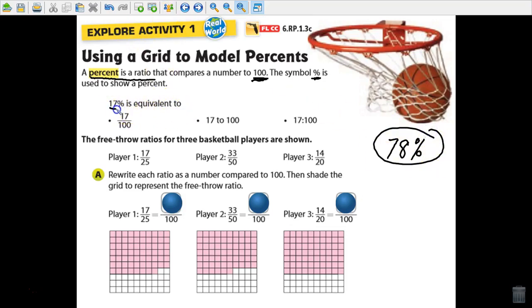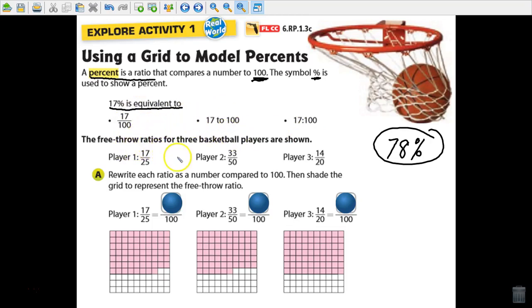17% is equivalent to 17 over 100, comparing it to 100. That's 17 to 100. That's a ratio. 17 to 100, 17 colon 100. Okay? These are all the same thing because they're all ratios. They're all equivalent to 17%.